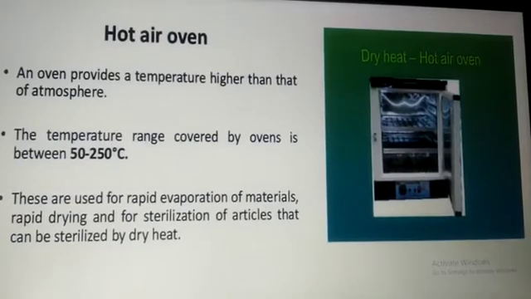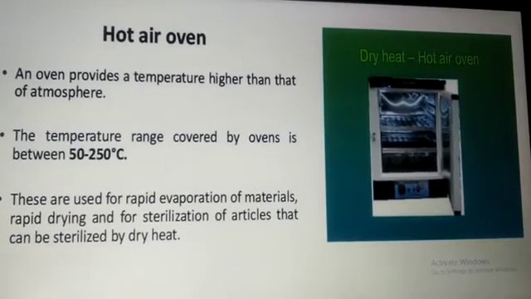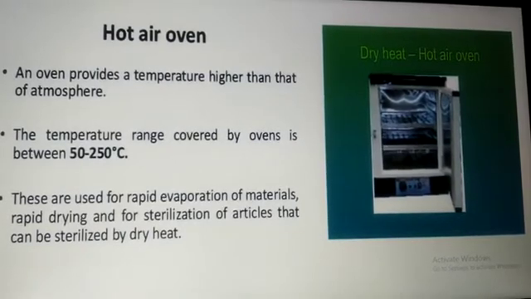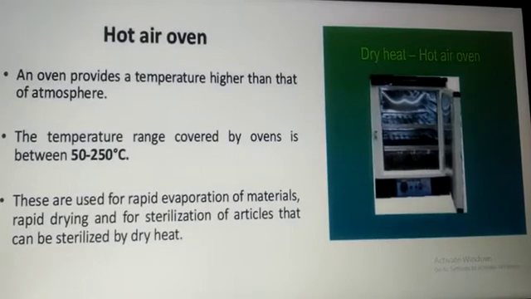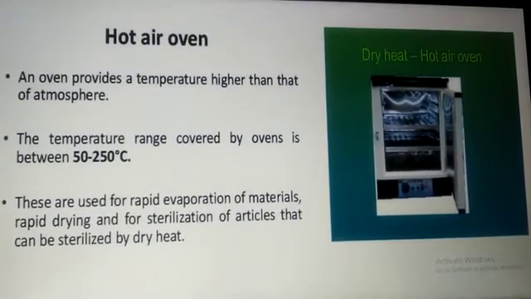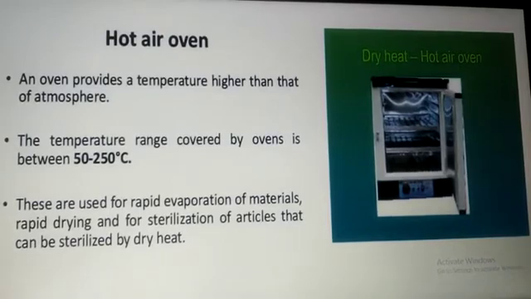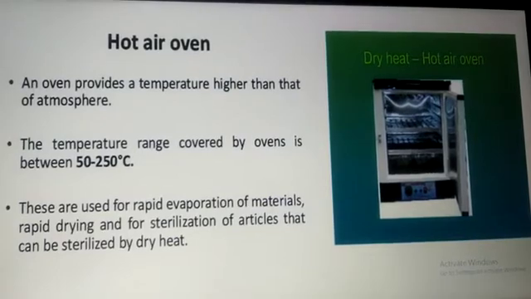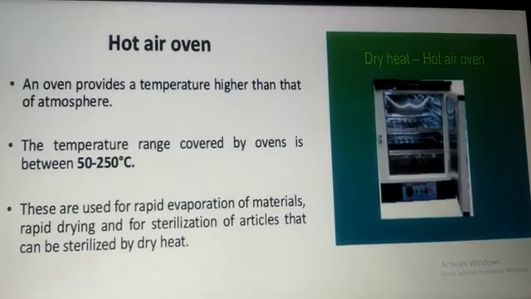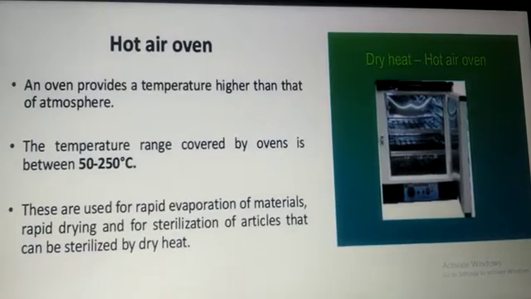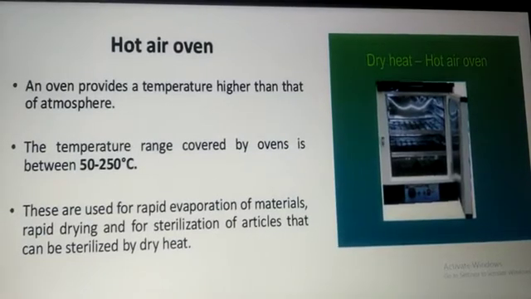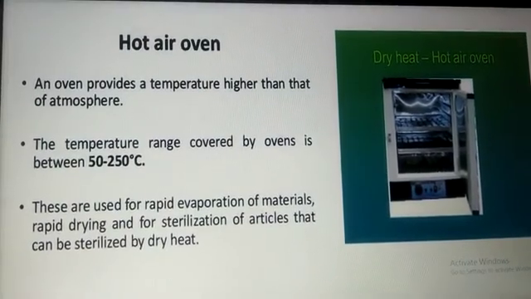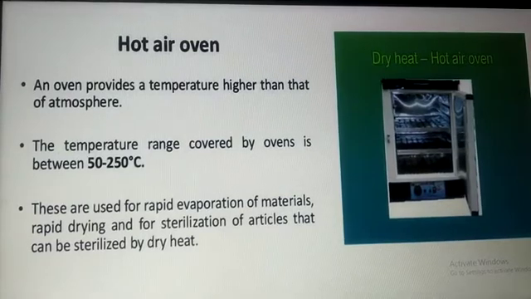In this slide, we have to know another important thing about this hot air oven. First, this oven provides a temperature higher than that of the atmosphere, and the temperature range covered by ovens is between 52 to 250 degrees Celsius. These are used for rapid evaporation of materials, rapid drying, and for sterilization of articles that can be sterilized by dry heat. You can see this image is a hot air oven.